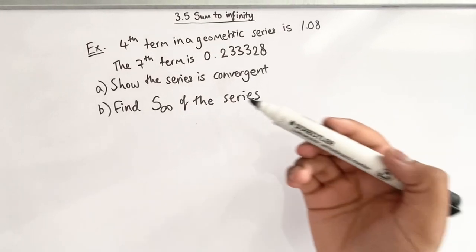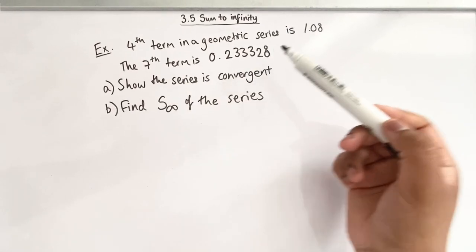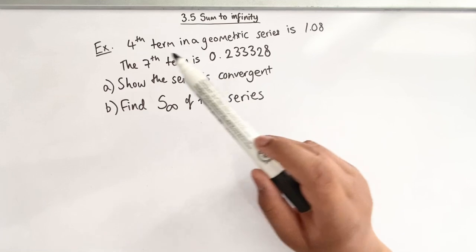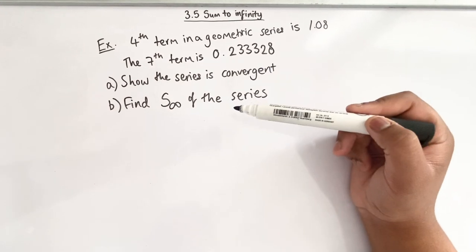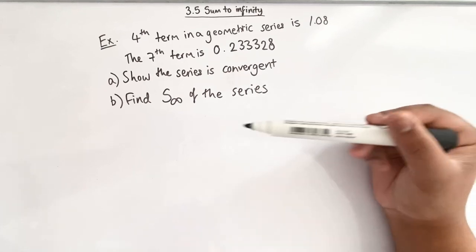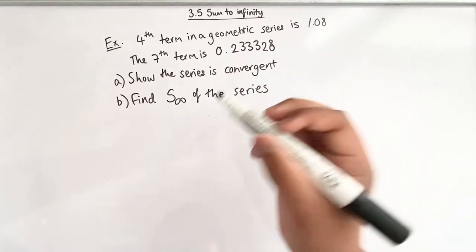Let's do one example. We have the fourth term in a geometric series is 1.08. We have the seventh term is 0.23328. Part a, let's show the series is convergent, and then find the sum to infinity of the series.